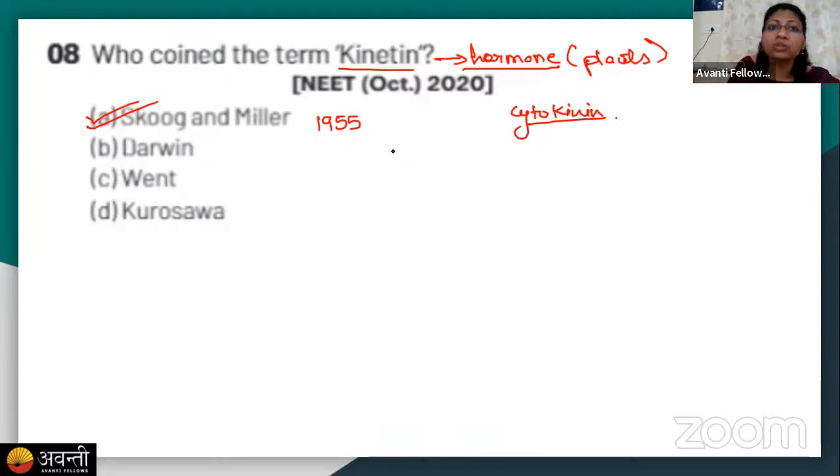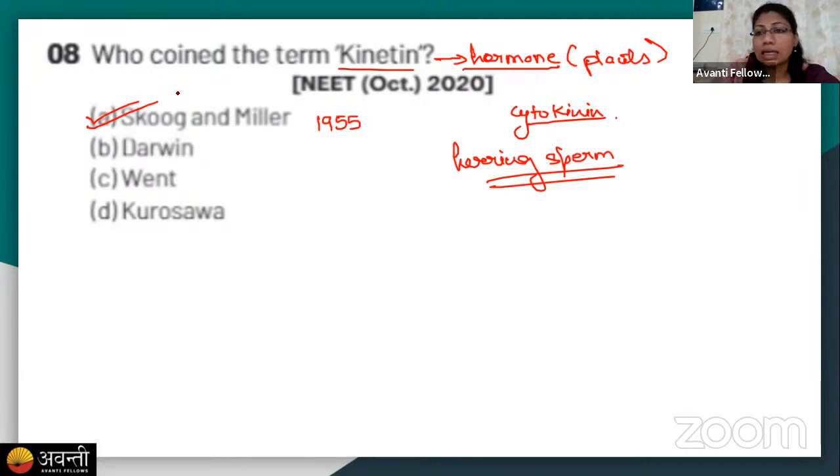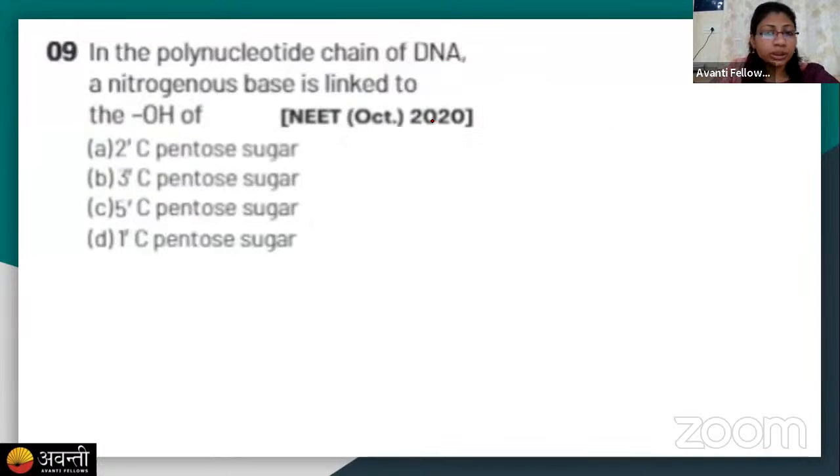This kinetin is also known as 6-furfuryl aminopurine, and initially this kinetin, that is cytokinin hormone, was extracted from the herring's sperm. So the correct answer for this question is option E. Okay, is it clear? So let's go to the next question.